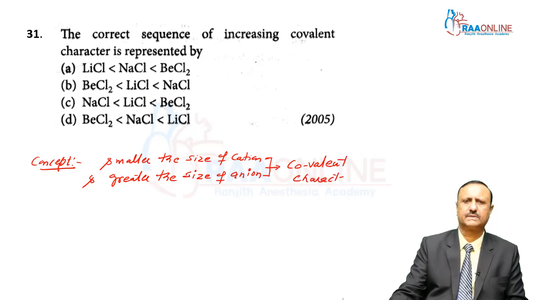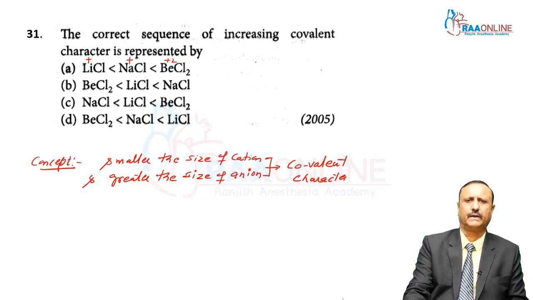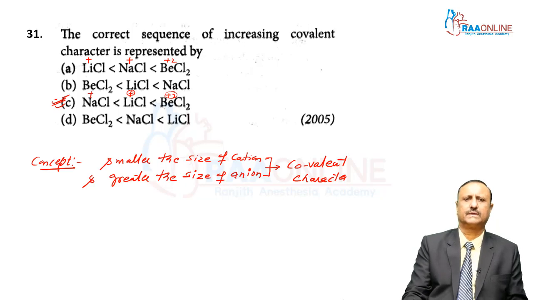So, my dear students, you can see they are all halides. The cations are beryllium plus 2, Na plus 1 and lithium plus 1. The cation size is smallest in beryllium plus 2, then lithium and then Na. So, you can go to answer C. Here beryllium plus 2 is the smallest size, so it has more covalent character than lithium and then sodium. So, these are the concepts.